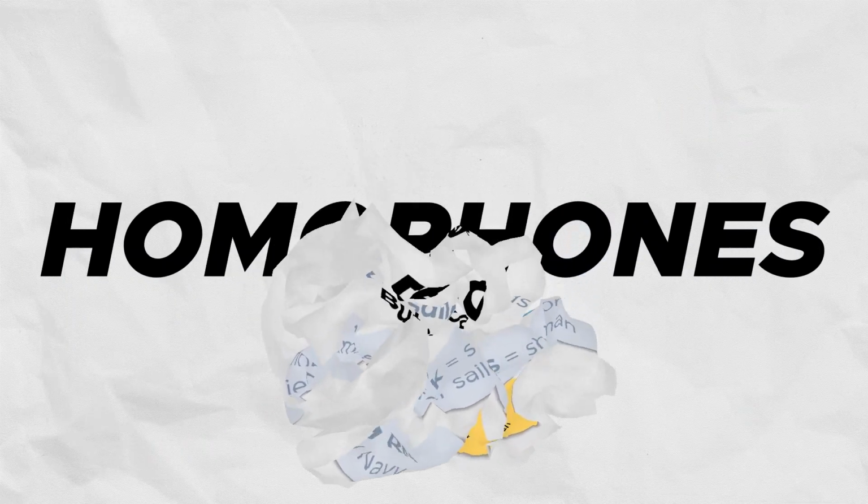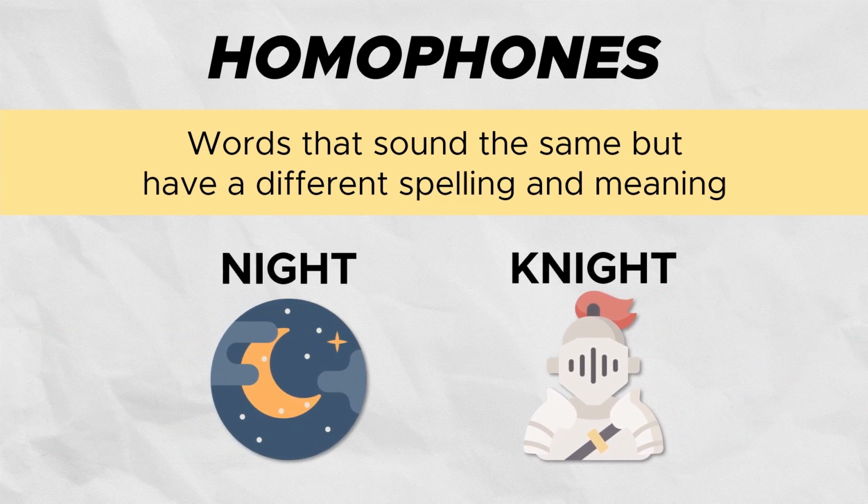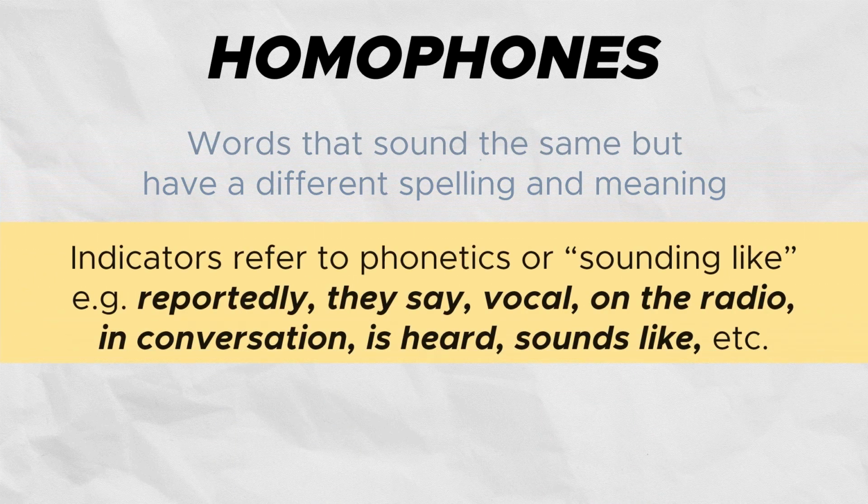Homophones. And yes, that's homophones with an N. We are accepting and inclusive of everyone on this channel. Homophones are words that sound the same but have a different spelling and meaning. For example, night as opposed to day versus a knight in shining armour. There will always be an indicator referring to phonetics or sounding like something. For example, reportedly, they say, vocal, on the radio, in conversation, is heard, sounds like, etc.